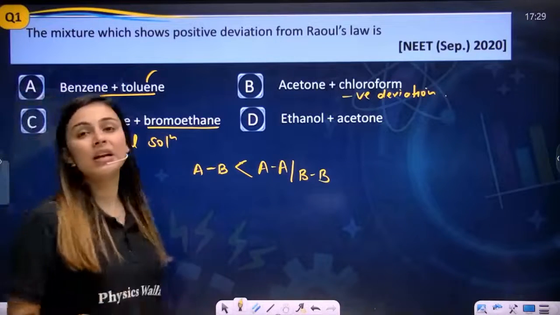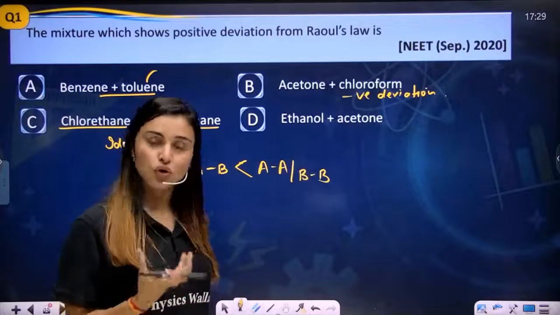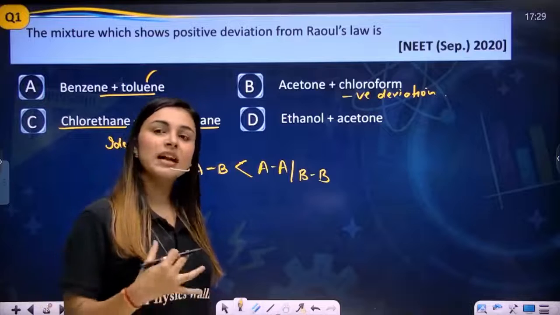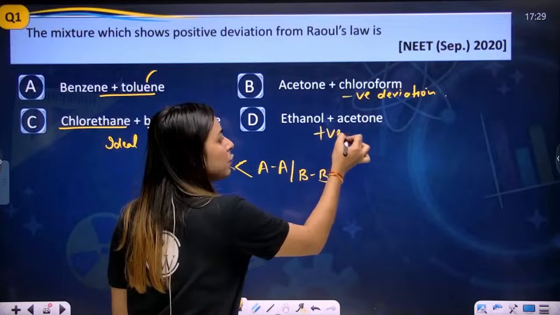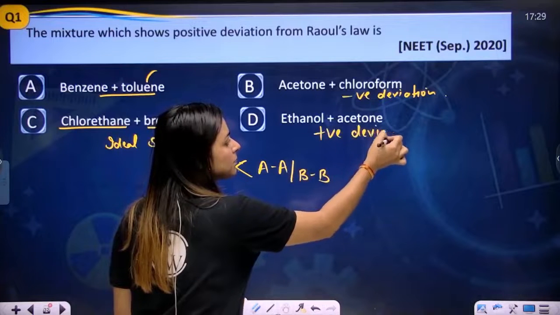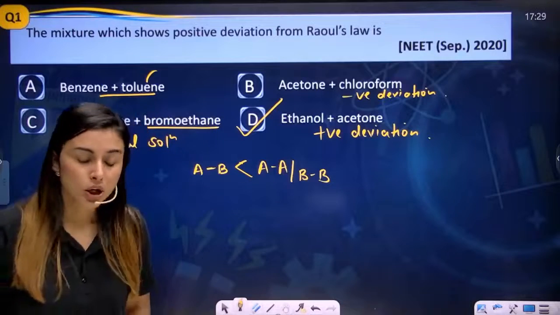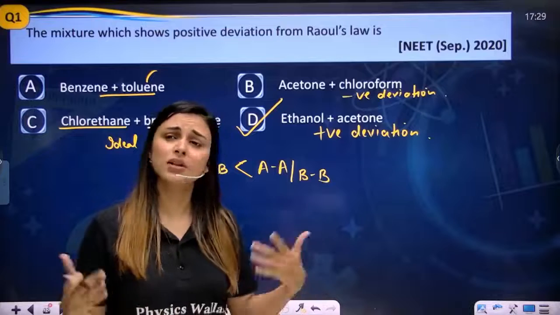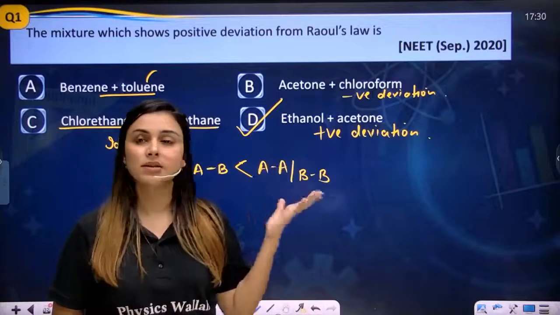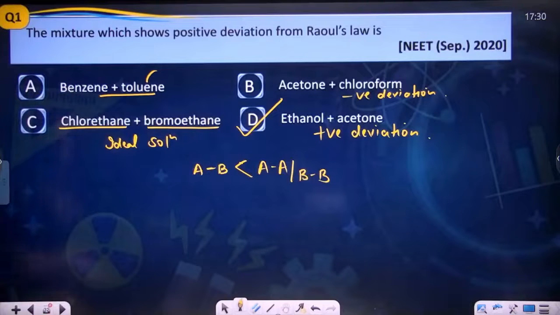You have ethanol and acetone. My dear students, ethanol and acetone individually have stronger interactions, and after mixing their interactions become weaker. That is why it is the example of positive deviation, and this will be your correct answer. So option D is your correct answer. You just have to read the examples and cancel out the options and you can find your correct answer. So easy, right? Yes. I hope you're clear with this concept. You can write this and then we'll move forward.